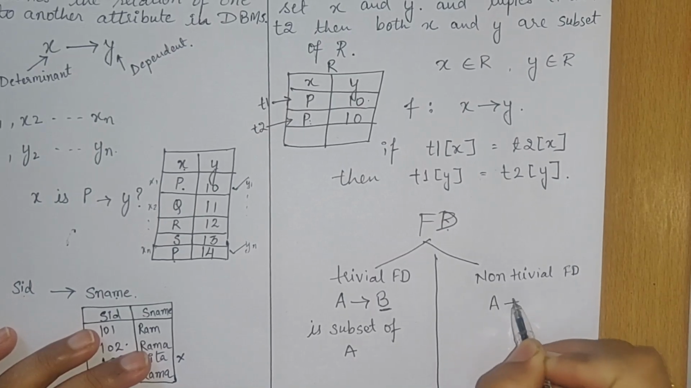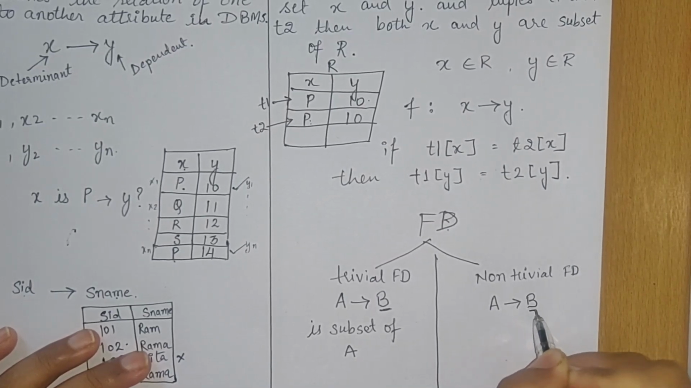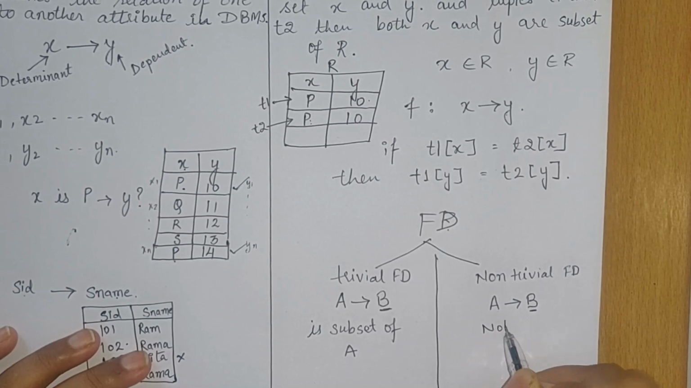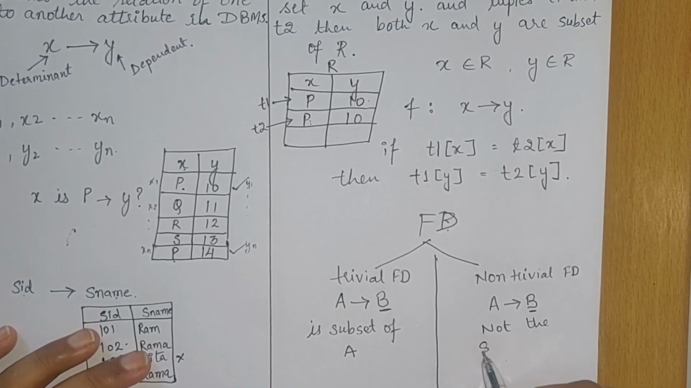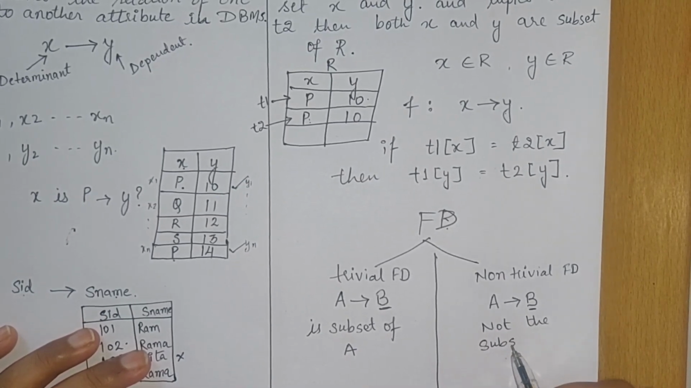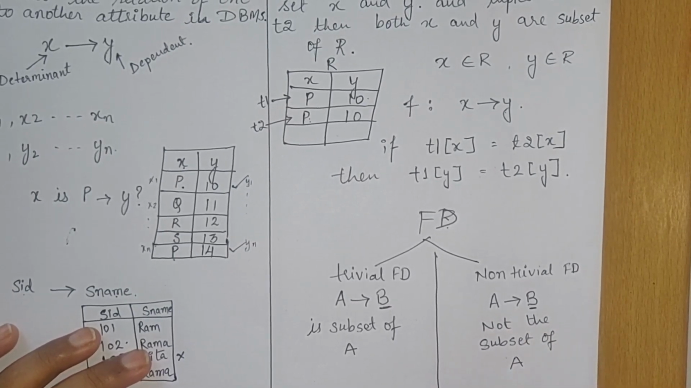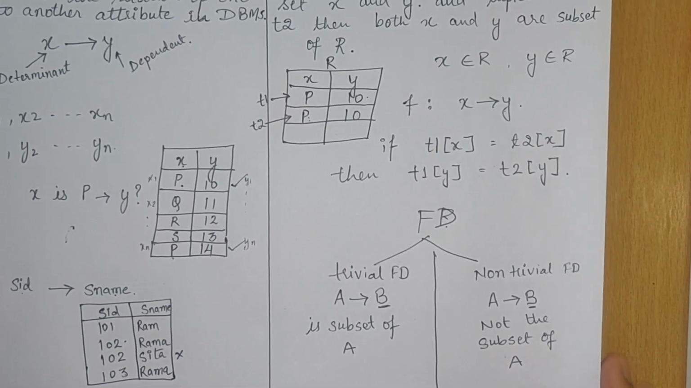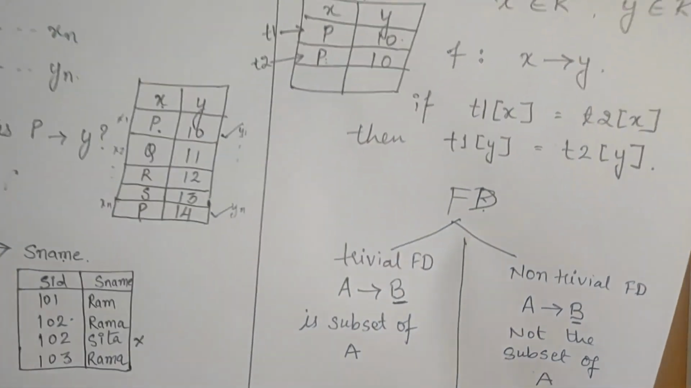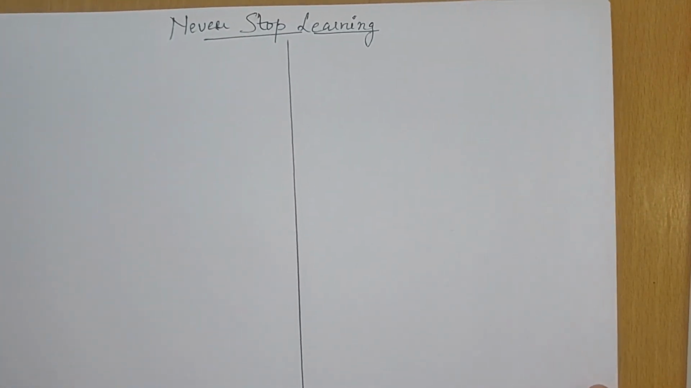If there is a dependency from A to B and this B is not the subset of A, then it is non-trivial dependency. Okay, let's understand this trivial and non-trivial dependency with the help of examples, so it will be more clear.